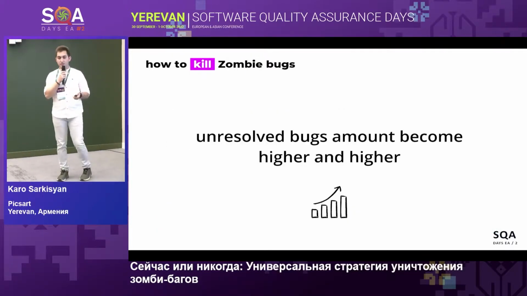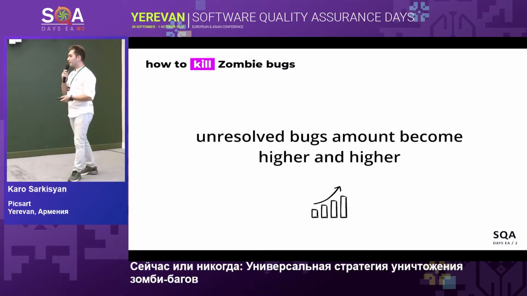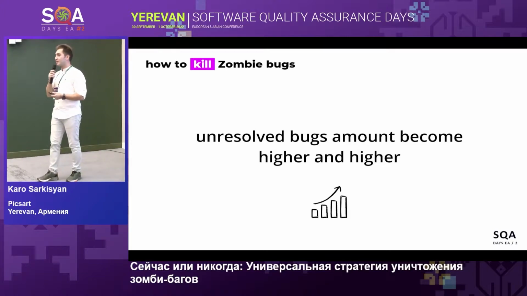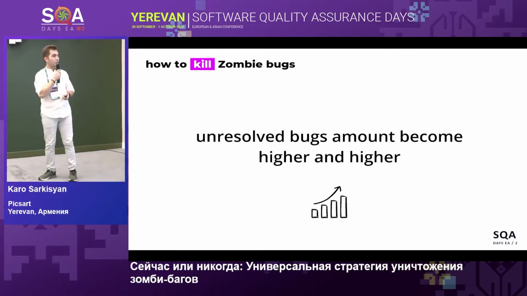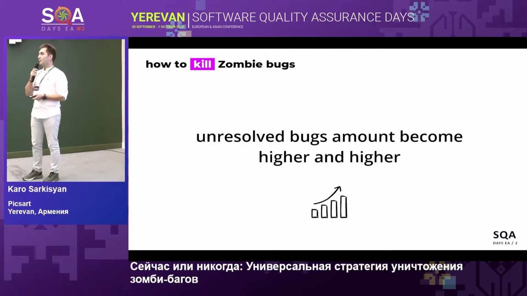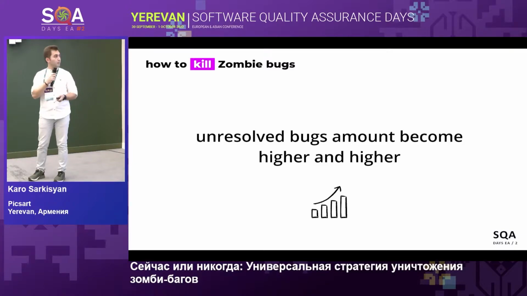We had a similar situation in our company. The numbers showed that our bug amount became higher and higher over time. When we started these processes, the number of bugs in our backlog was a 4-digit number. So we needed to apply some strategies to detect zombies and kill them.